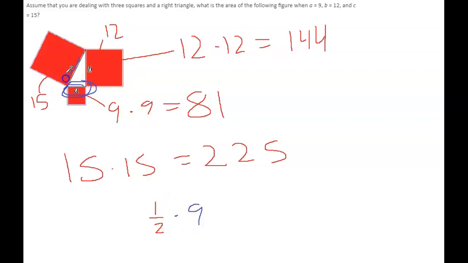And the height is straight up. So we don't need C for the triangle. We need B, the straight up and down, that right angle, straight from the bottom to the peak of the triangle. And that was 12. So just multiplying these together, you're going to get 54. 1/2 times 12 is 6, times 9 is 54.